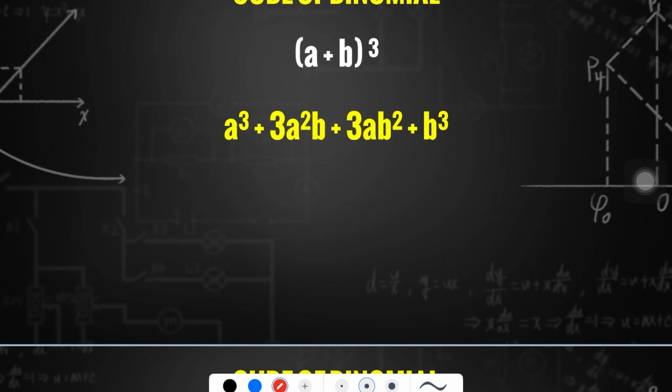Hi guys, let's talk about cube of binomial. So let's have the quantity a plus b cubed. We expand it, or evaluate it, as follows.